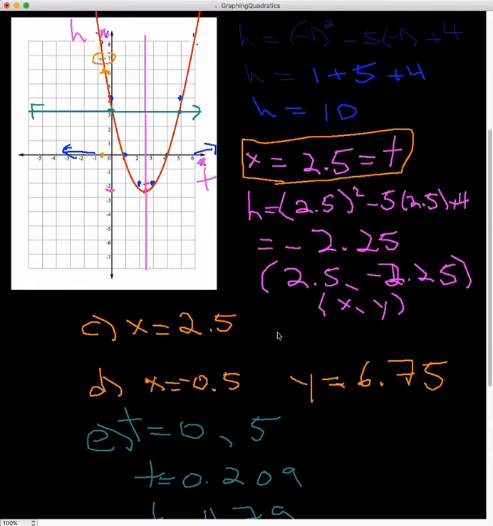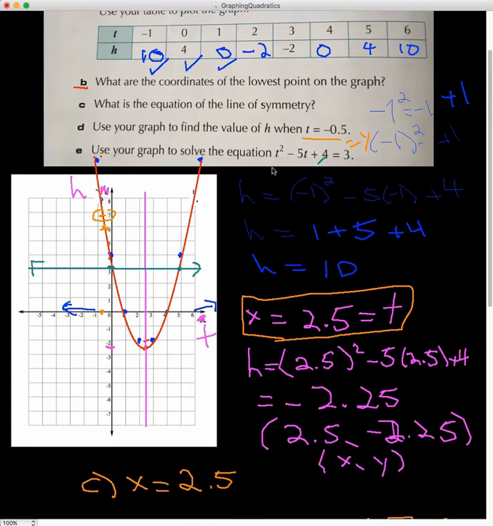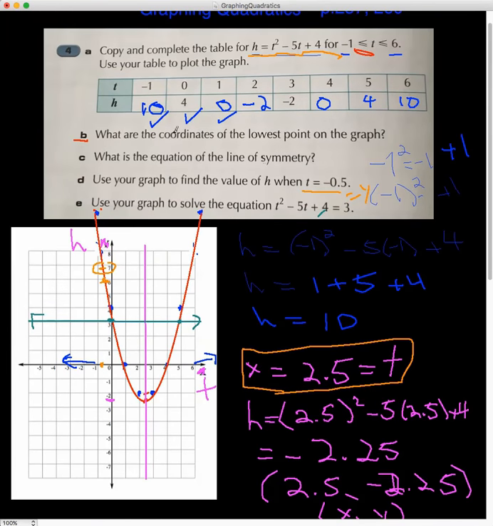All right, so that's how you do graphing a quadratic and answering a few of the questions for a quadratic.